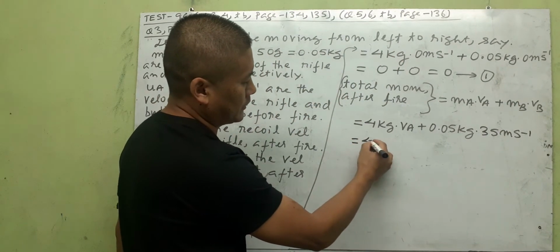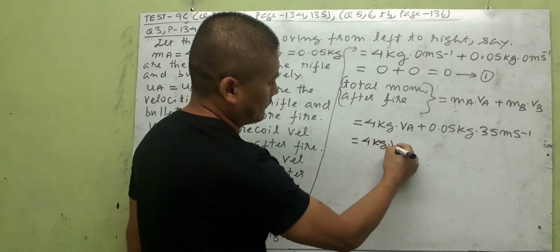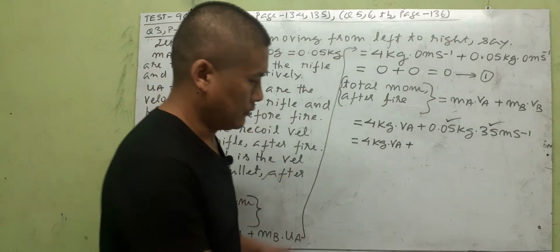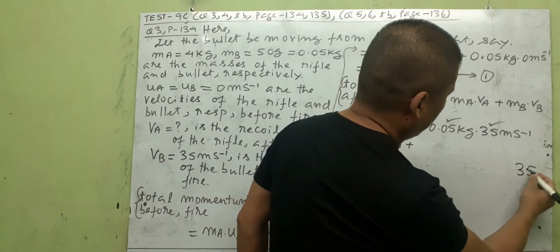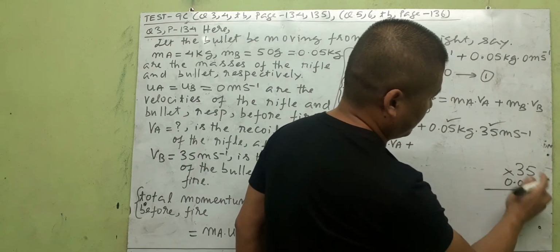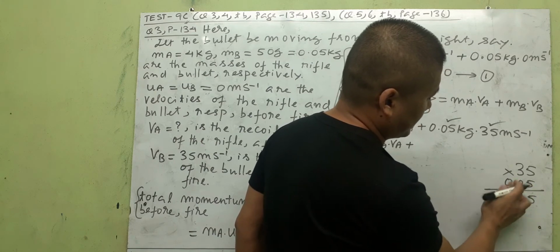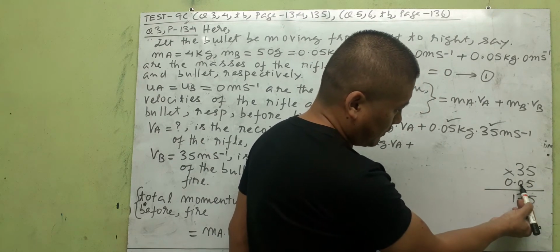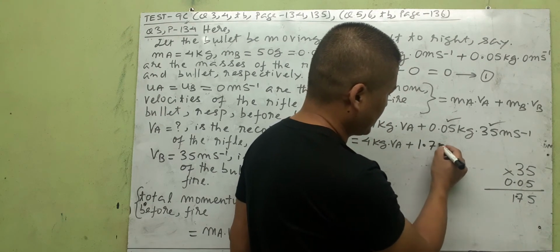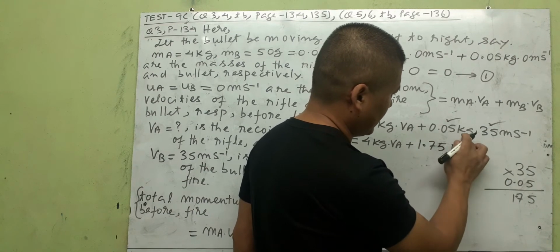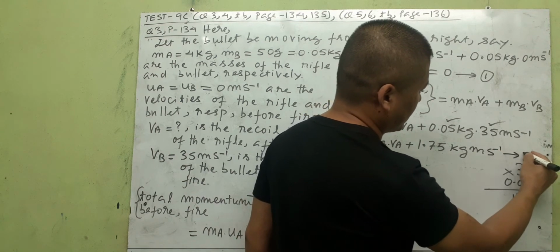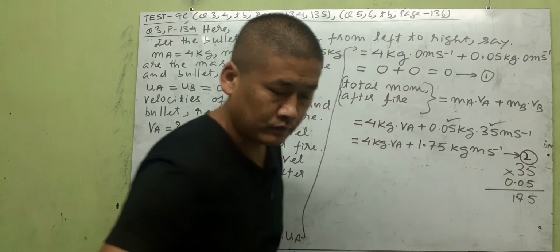It's a matter of doing slowly. 4 kg into VA, this nothing can change. Multiply these two, then you are going to get here 35 multiplied to 0.05, 25, 17, 0, 0, no need to multiply. Now count the decimal place, 1, 2, so it will come between 1 and 7, 1.75 kg here in this one, meter per second. Let us put this one as equation number 2.